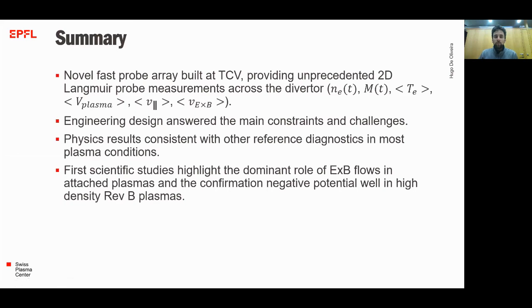So to conclude, a new diagnostic has been built at TCV, providing Langmuir probe coverage of an unprecedented 2D probe measurement across the divertor. The engineering design answered the main constraints and challenges posed by the harsh environment in TCV. The physics results are consistent with other reference diagnostics for most plasma conditions. The first scientific studies performed highlight the dominant role of E-cross-B flows in attached plasma and the confirmation of a negative potential well in high-density reverse field plasma.